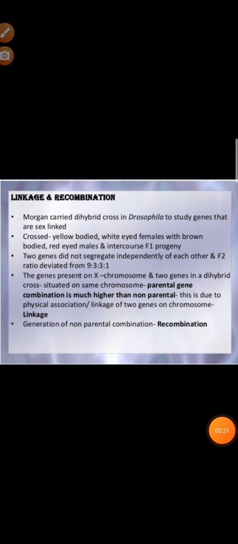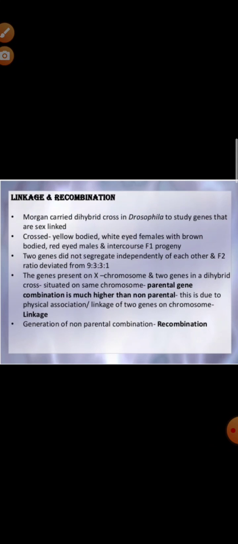So we have been learning the chapter of principles of inheritance and variation. We have completed a few portions in the previous class and today we will continue with the remaining portion. So today we will start from linkage and recombination. So linkage and recombination, what is this? We will know in detail.